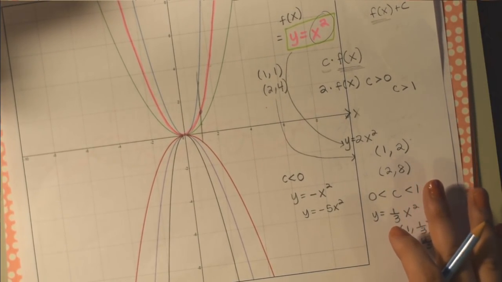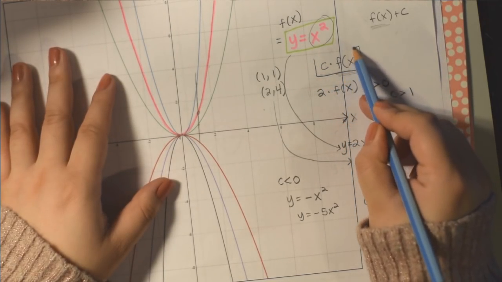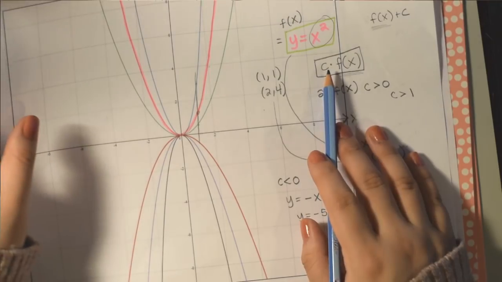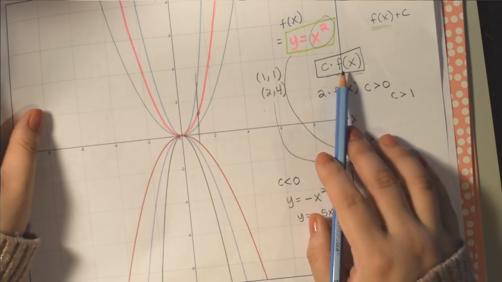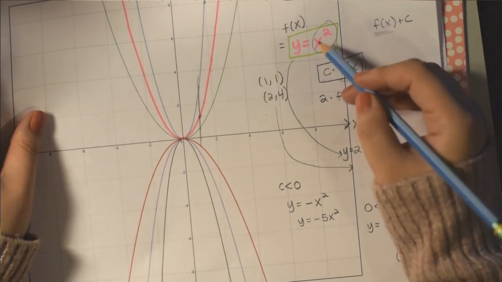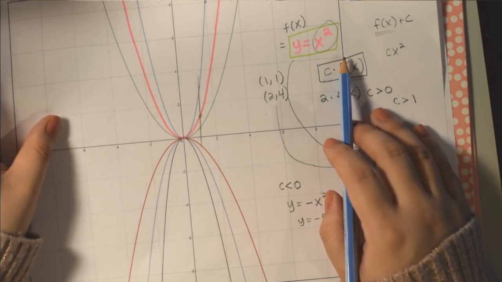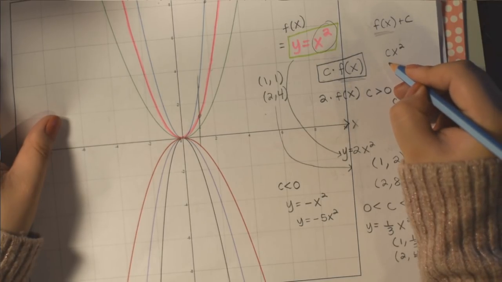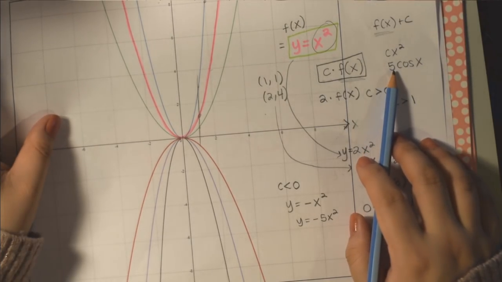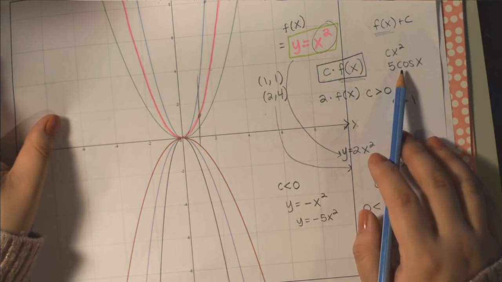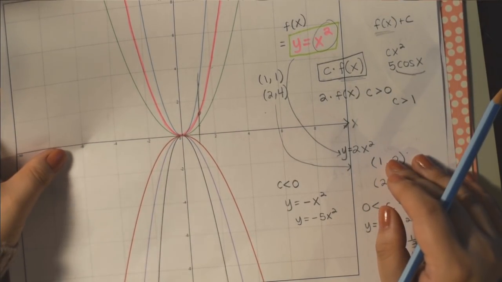So take a look at this. This is for if we multiply by some constant in the front. This is a situation where we are manipulating the y, the entire f of x. So in this case it's cx squared, but this also applies for, let's say, 5 times cosine of x. We are just taking the y values and multiplying by 5.